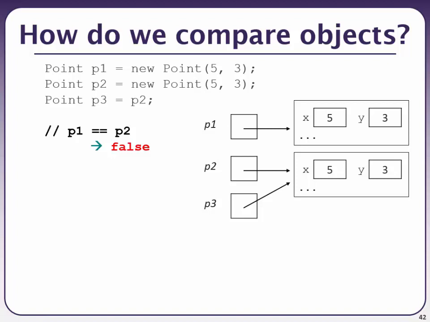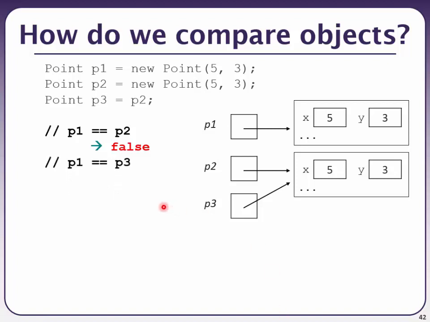However, if you look at it from the perspective of whether these two objects of class Point represent the same point in the plane, well, they do have the same coordinates, so they do represent the same point. So that's actually a problem, right?